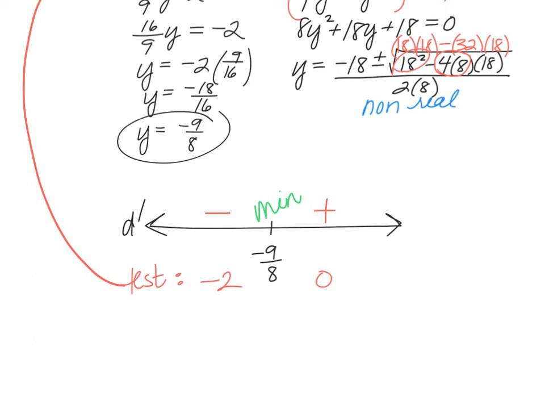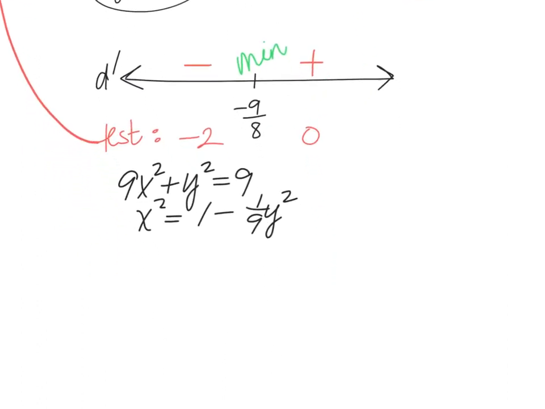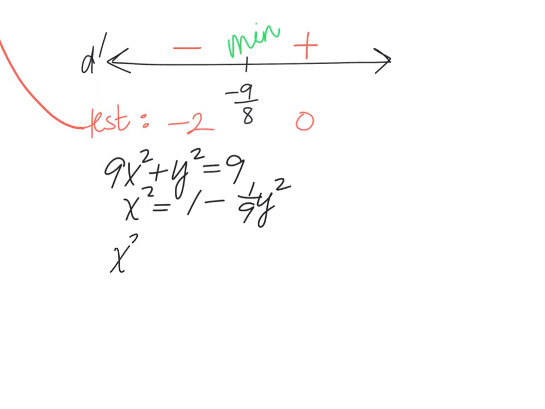So now we want to find the corresponding x value, and the original equation for the ellipse was 9x squared plus y squared equals 9. If you take a look at your constraint, notice we actually already solved for x squared. We had x squared equals 1 minus 1/9 y squared. So you might as well use that constraint since it was close to solving for x. And let's just go ahead and substitute in the y value that we just computed. So our y value was negative 9 over 8, and we will solve for the corresponding x values.